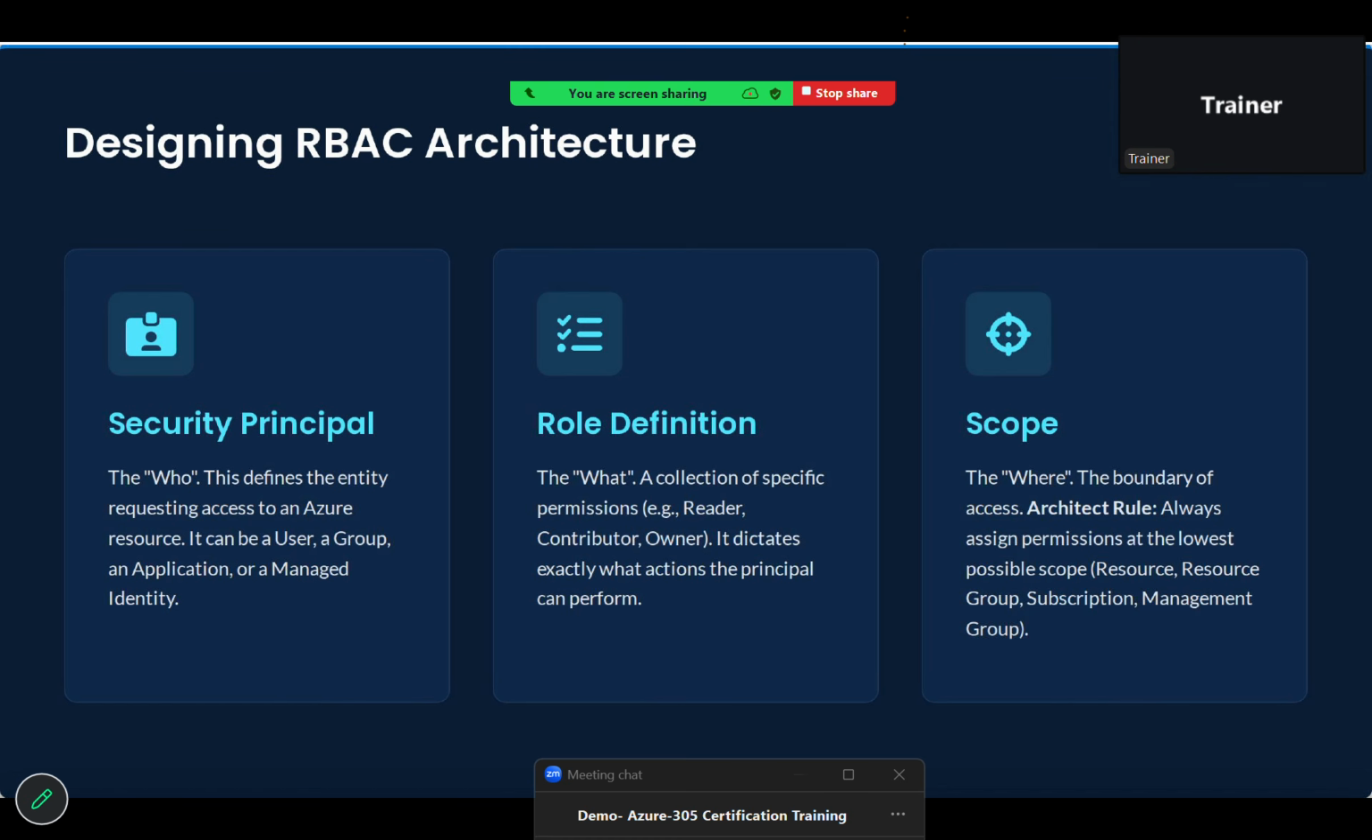It's a service principal, then a role definition, then the scope. In service principal there are five components: user, group, application, and managed identity, because service principal is linked to who. This defines the identity requesting access to the Azure resource, and it can be a user, a group, an application, or a managed identity.